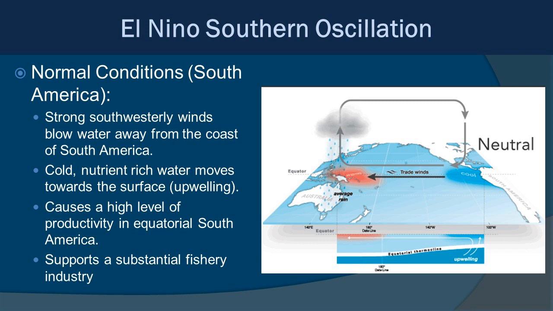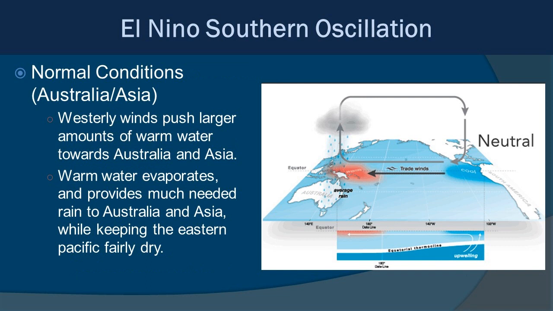Generally, there are strong southwesterly winds that blow water away from the coast of South America. This allows for upwelling, with cold nutrient-rich water moving towards the surface along the coastline. This is what causes such high productivity in the area and, of course, supports such a diverse fishery.